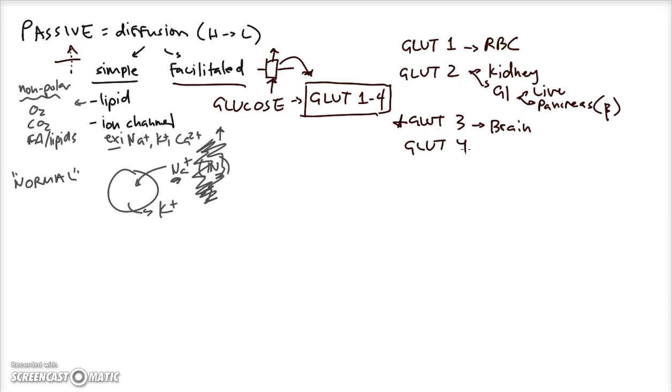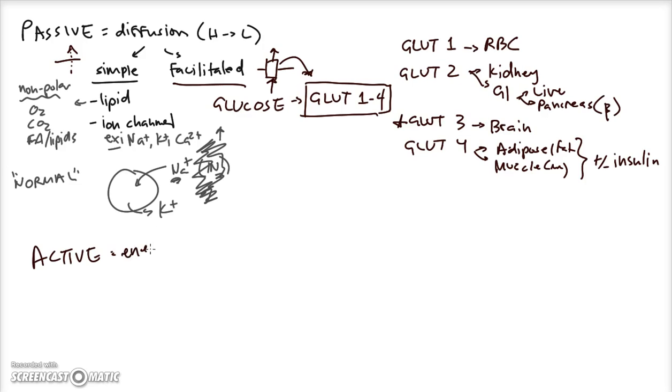There's also the GLUT 4 transporter, through which glucose moves into adipose tissue or fat, or it moves into skeletal muscle. Let's call it MM. And this mechanism may or may not be dependent on insulin, but that's a different topic. So now we talked about passive diffusion. The other type of movement is active transport. Active by definition means that it's utilizing energy.